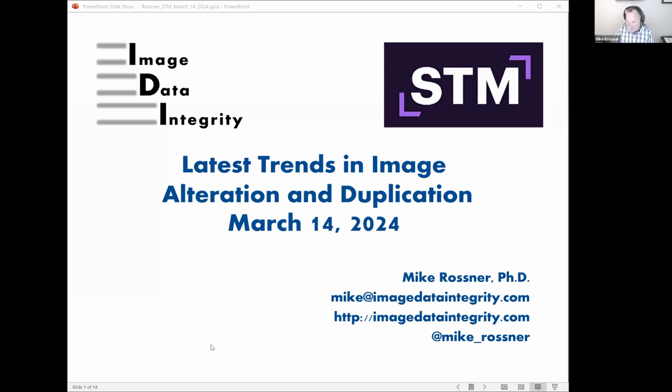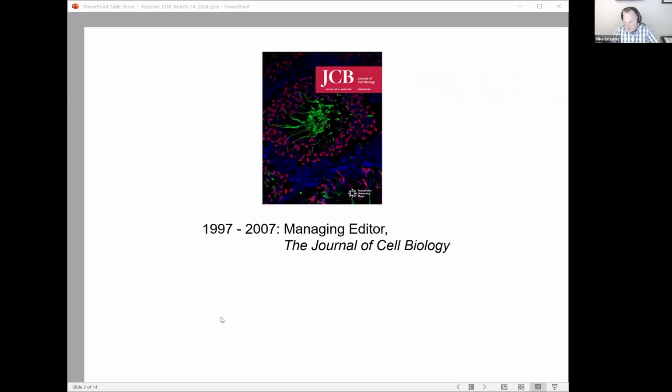As Jana mentioned, my name is Mike Rossner. I am a consultant about image manipulation in biomedical research through my company, Image Data Integrity. I've done that for the last 10 years. For 10 years before that, I was the managing editor of Journal of Cell Biology, where I implemented the first image screening program in 2002. And then I was the publisher of JCB for 7 more years after that as the director of Rockefeller University Press.